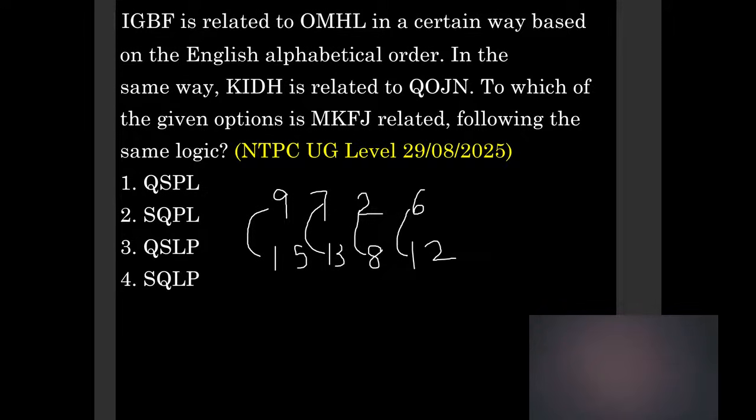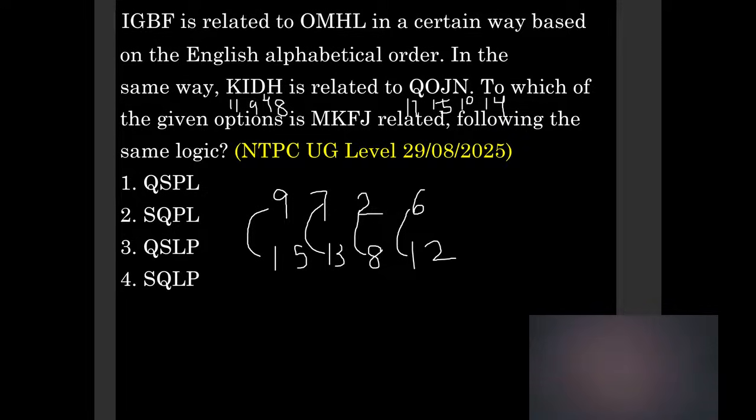So let us check whether this is correct or not. The second set of words given are K, I, D, H. So K is 11. I is 9. D is 4. H is 8. So these are the next set of numbers. Okay, let us check for the other ones. Q is 17. O is 15. J is 10. N is 14. So here also it is the same. They are adding 6 to each alphabet.